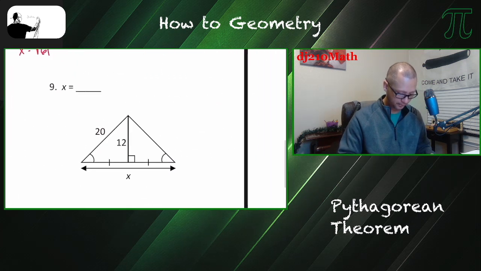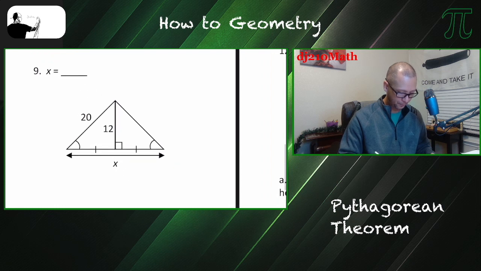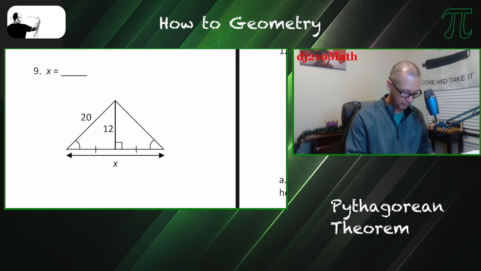Look at number 9. This one's interesting. Okay, so we have a right triangle situation. One leg is 12. The other leg is unknown, but the hypotenuse is 20. So if we find this side, it's going to be congruent, right? Because that's what the tick marks mean, that they're equal. So if we can figure out what a is, we just multiply a by 2 or add a to a, and we'll figure out what x is.